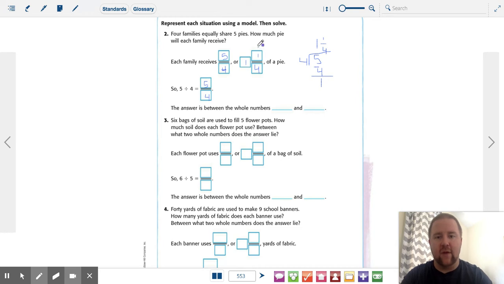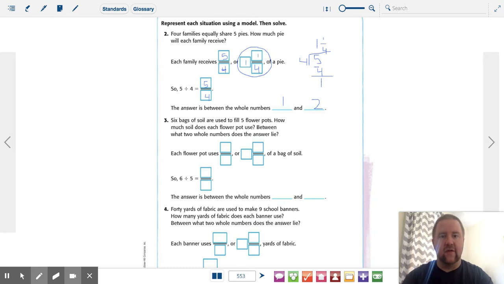So every time we think about the whole numbers it falls between, I want you to take a look at the mixed number here. We have 1 and 1/4, which means we have 1 and some more. So when we say what whole numbers is it going to fall between, it's going to fall between 1 and then the next whole number, which is 2, because it's more than 1, but it's not quite 2.